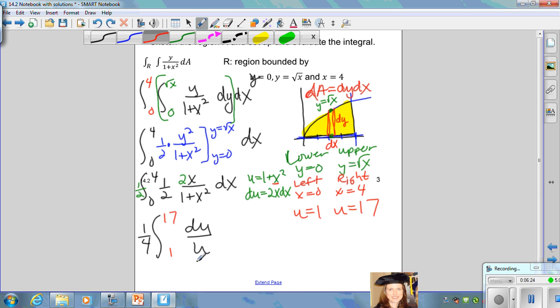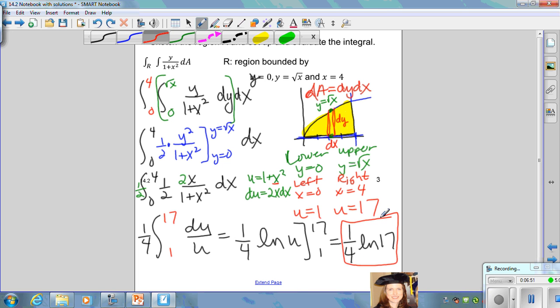This is a basic integration formula. The antiderivative of du over u is the natural log of u. So we can write this as 1/4 times the natural log of u evaluated from 1 to 17. Plugging in 17, we get 1/4 of the natural log of 17, and when you plug in 1, the natural log of 1 is 0. So our final answer is 1/4 of the natural log of 17.